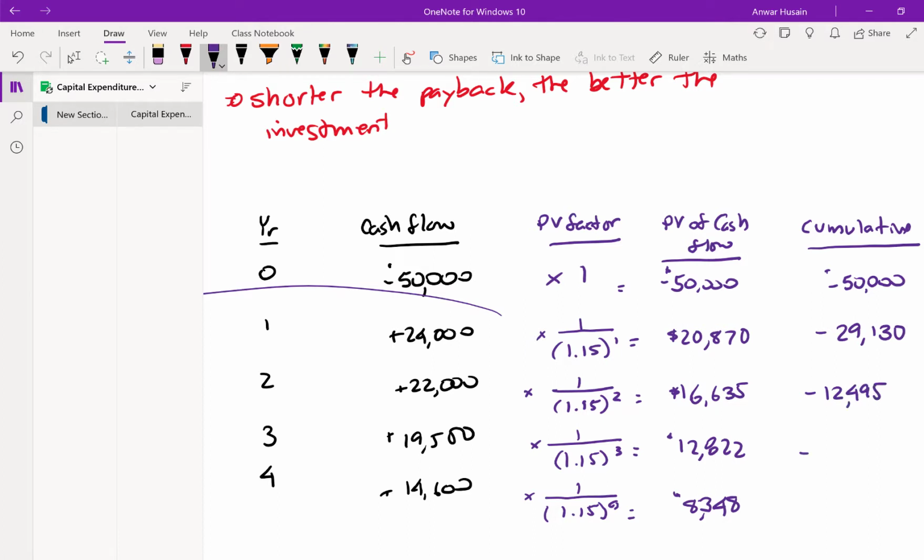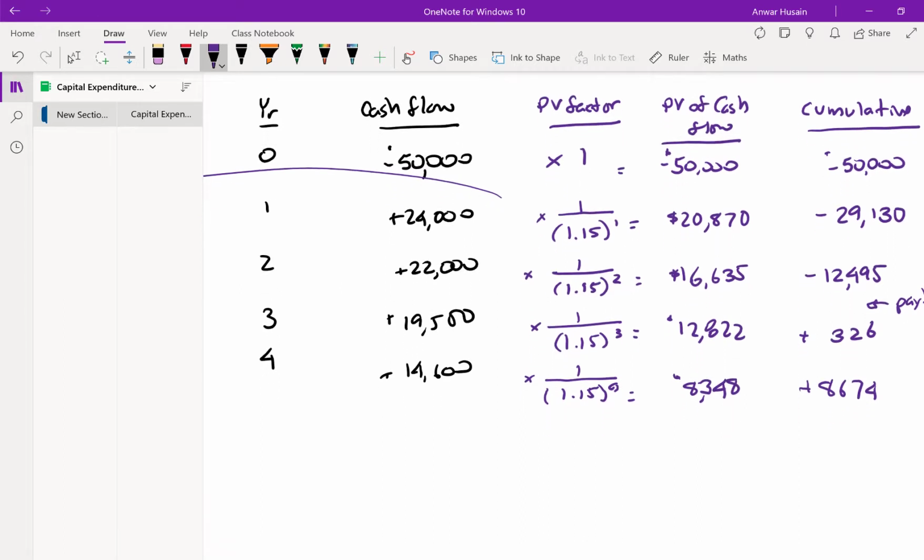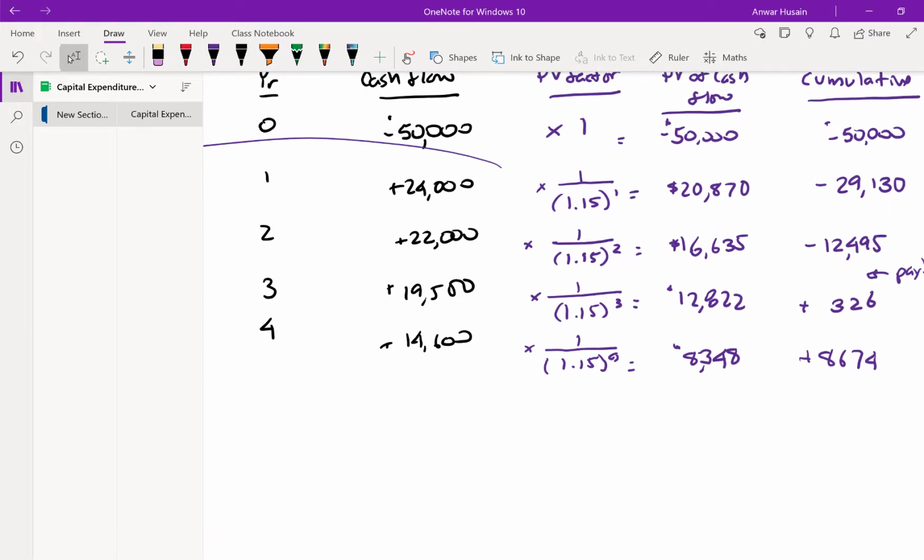And then 3 years from now, we finally get into the positive. Not by much, but it's going to be plus 326. And in the last year, if we add the 8,300, it becomes 8,674. Okay, so you can see here that the discounted payback is going to be somewhere between year 2 and 3, just like the last one. So how do we calculate it? The same way we did the last one.